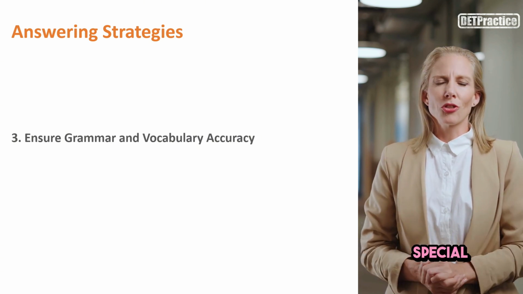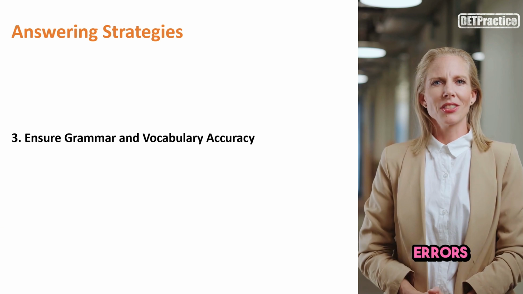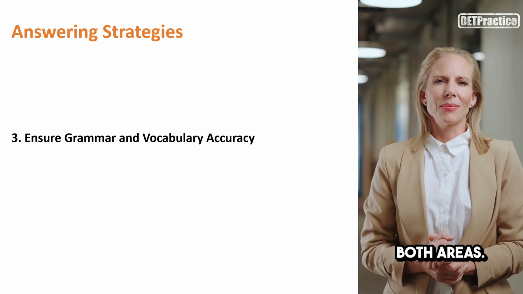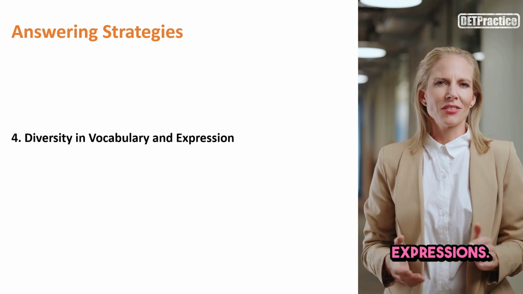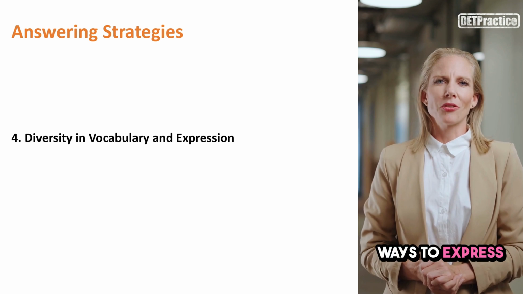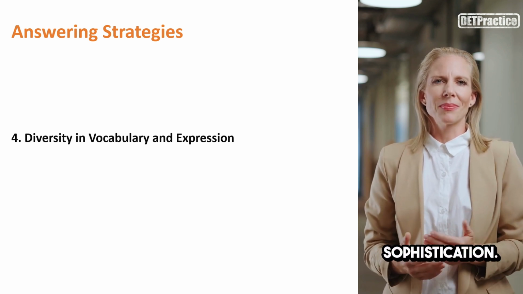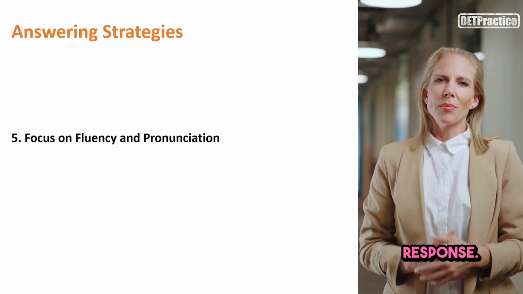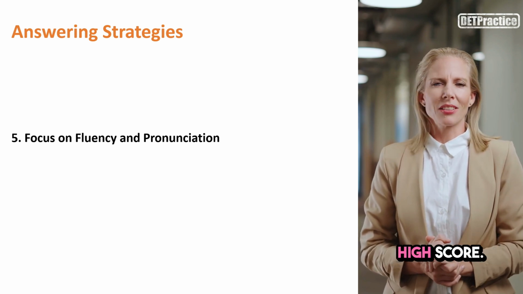Third, pay special attention to grammar and vocabulary accuracy. Even minor errors can impact your score, so aim for precision in both areas. Fourth, focus on diversifying your vocabulary and expressions. Having alternative ways to express ideas shows linguistic flexibility and sophistication. Fifth, maintain strong fluency and pronunciation throughout your response. Clear articulation and natural flow are essential for a high score.